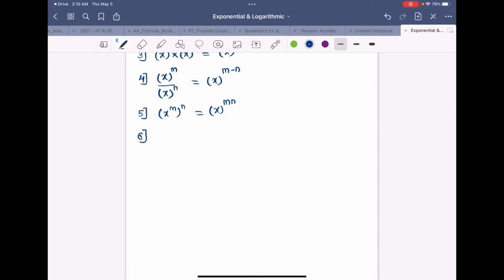Sixth rule, if the bracket contains two terms, say x times y, raised to the power m, then both terms get this power, that is x raised to m times y raised to m. Seventh rule, if the bracket quantity contains two terms with division, same rule, x raised to m divided by y raised to m.